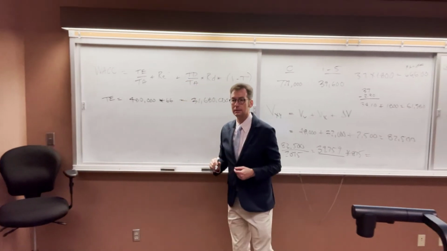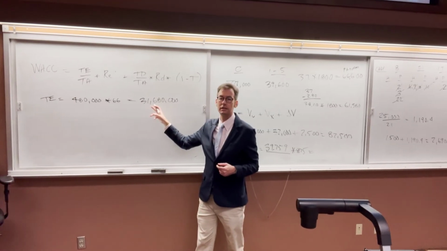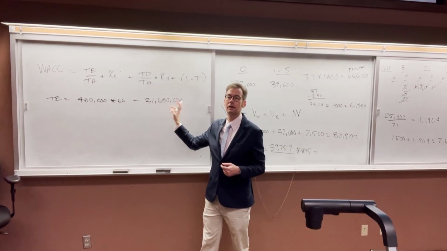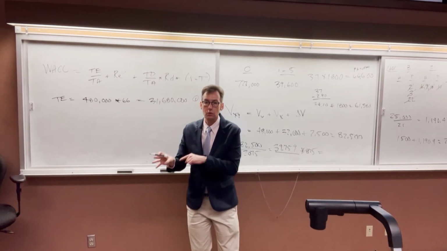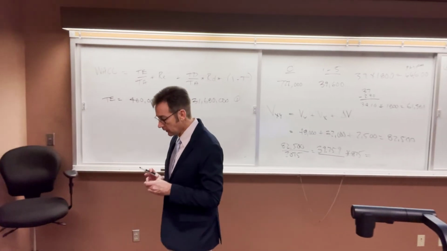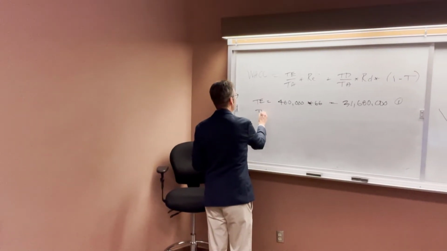31,680,000. So like that? There's some zeros. I think so. Your calculator has commas on it. 31,680,000. Okay, very good. Now, here's what I want you to do. I want you to store 1. Okay. Now, let's figure out the total value of the debt.